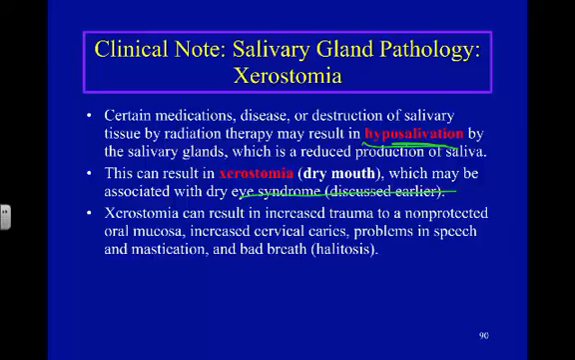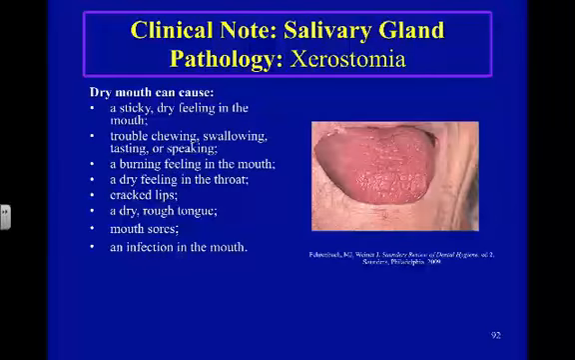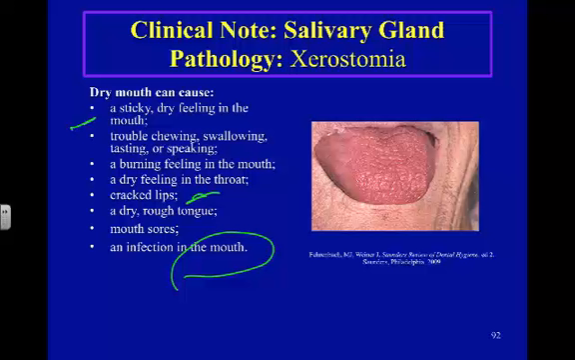All right? So again, anytime you have xerostomia, you may have drying up of the lacrimal glands as well. You've got to be very, very careful. Again, people have trouble speaking. A patient can have a dry, sticky feeling in their mouth. When you have xerostomia, they may also complain of burning mouth. That would be fairly typical. You can see cracked lips, and they're very prone to infection, very prone to sores.